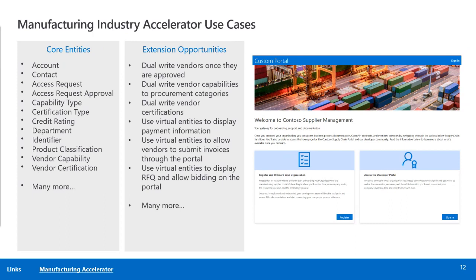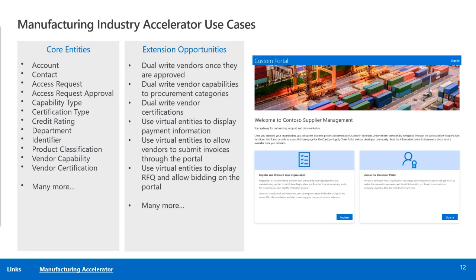Some ways that you might extend the model-driven app and the portal that already exists is using virtual entities to take information in finance and operations, such as payment information or invoice information, for example, and displaying that out in the model-driven app or in the supplier portal.